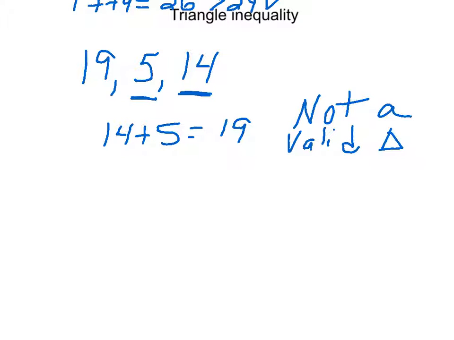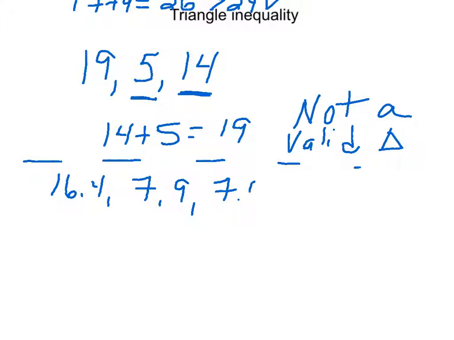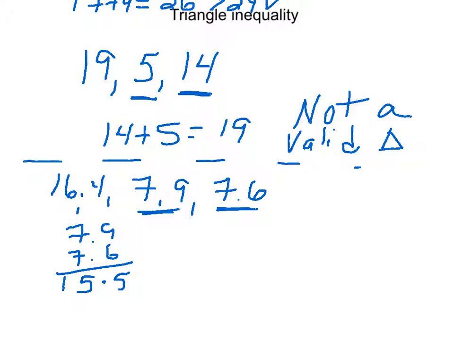It can't happen. Let's just try one more. Let's try a little dotted line. 16.4, 7.9, and 7.6. Our two smaller sides are 7.9 and 7.6, so we want to add them together. We want to line up the decimal points because we're not going to use a calculator. 9 and 6 is 15. Carry the 1. That's 15.5. That is smaller than 16.4, so again, not a valid triangle.